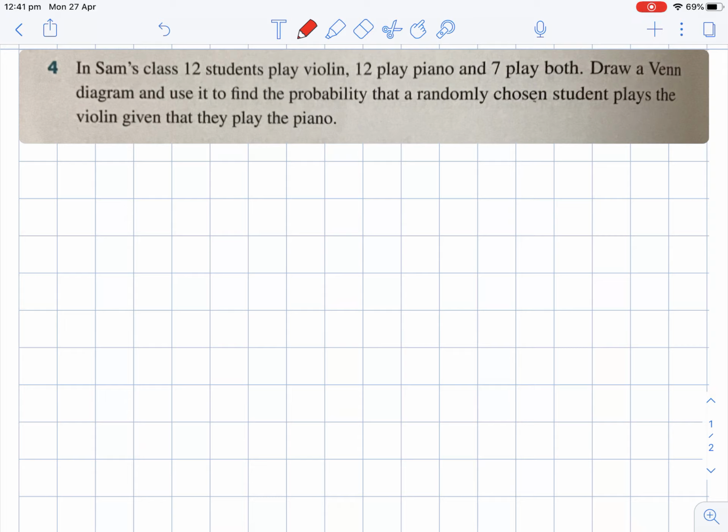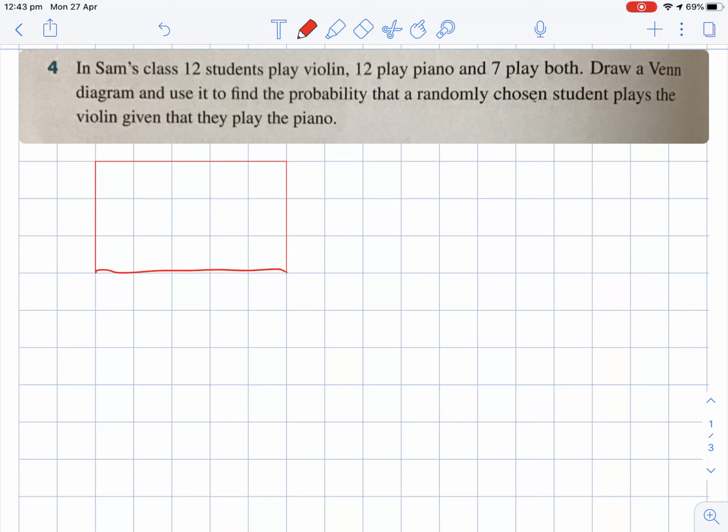So in Sam's class, 12 students play violin, 12 play piano and 7 play both. Draw a Venn diagram and use it to find the probability that a randomly chosen student plays the violin given that they play the piano. All right, so let's start off with the first part of drawing the Venn diagram. And let's not overcomplicate this.